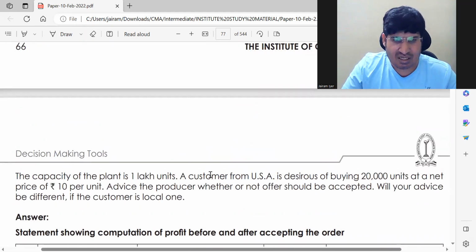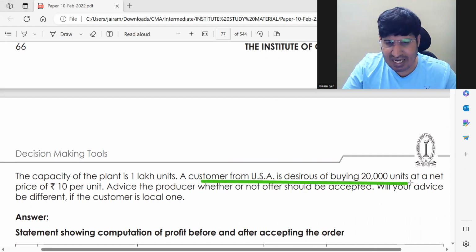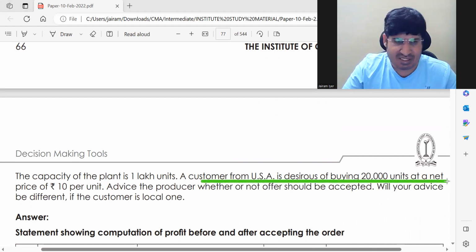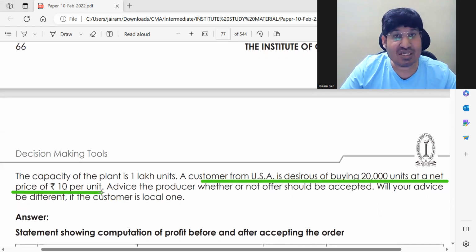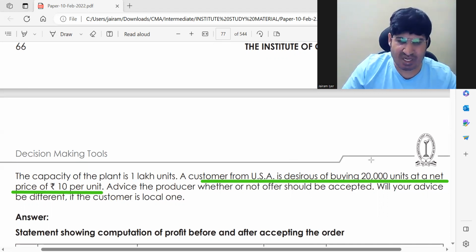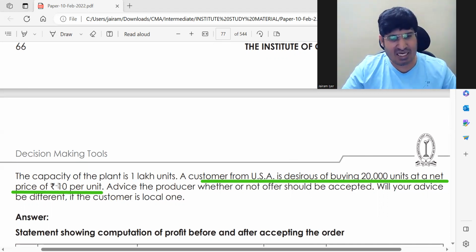Okay. So a customer from USA is desirous of buying 20,000 units at a net price of 10 per unit. So he wants to buy 20,000 units. That is, we have got spare capacity of 20,000 units or 20%, correct? So he is ready to buy 20,000 units, and he is saying, I'll buy at a net price of 10 per unit.